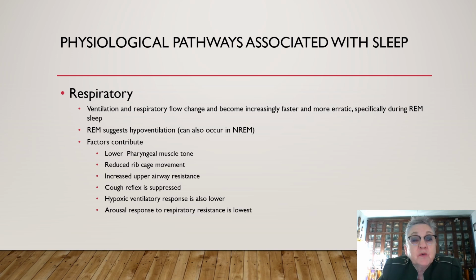Factors that contribute to changes in respiratory ventilation and flow can be due to some of the anatomy that we covered at the beginning of the slideshow, or to several things like a lower pharyngeal muscle tone, reduced rib cage movement, increased upper airway resistance, a suppressed cough reflex, a lower hypoxic ventilatory response, and the arousal response to respiratory resistance is the lowest.